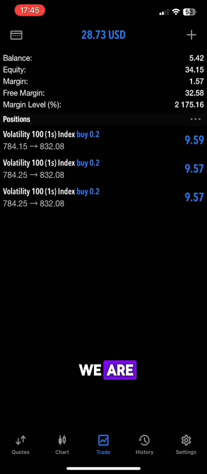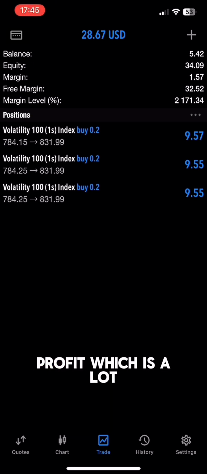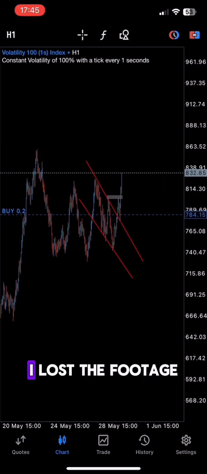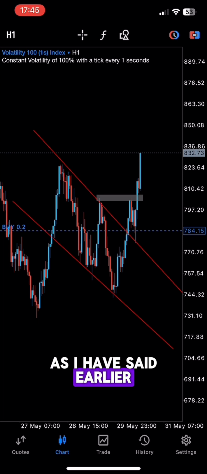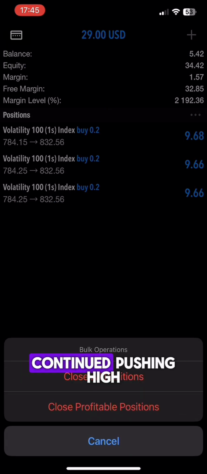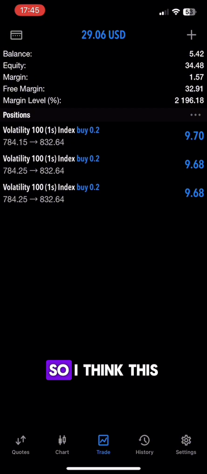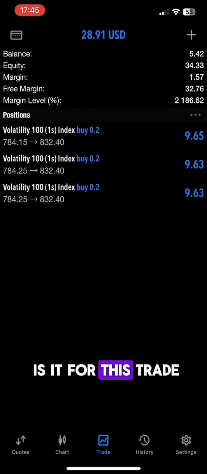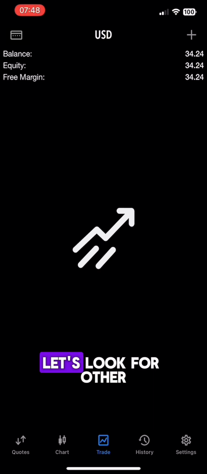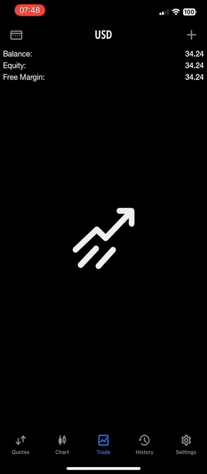So here we are in $28 profit, which is a lot considering we're on a $5 account. Unfortunately I lost the footage, as I said earlier, but this was the breakout and that retest, and then the market continued pushing high. So I think this is it for this trade. Now we're in $34 profit. Let's look for other trades elsewhere.